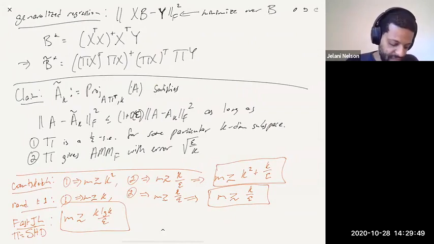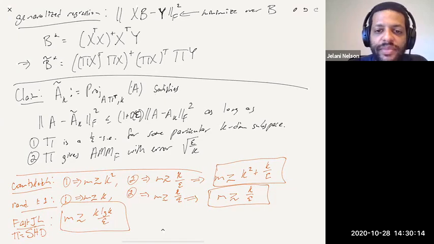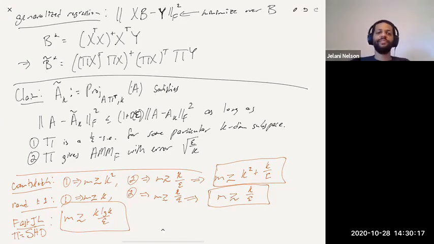Prove the claim on this slide, that as long as pi satisfies these two things, then finding the best rank k approximation in the column space of A pi transpose is a good thing to do. Any questions about this? No? Okay. Let me just put chat in case something comes up. Okay, good. So let's try and prove the claim.